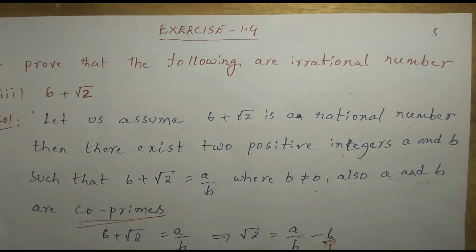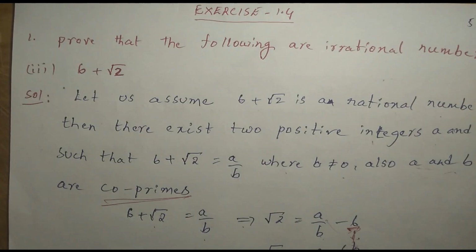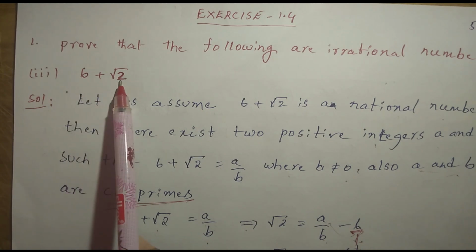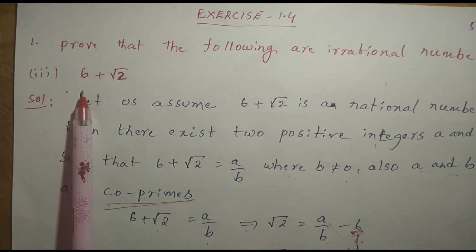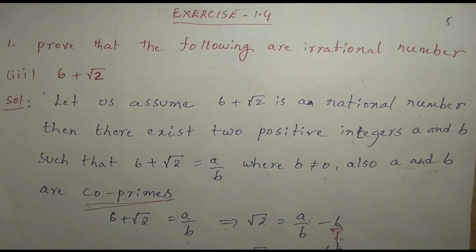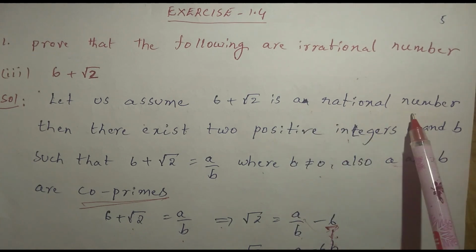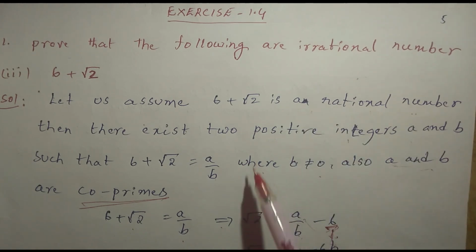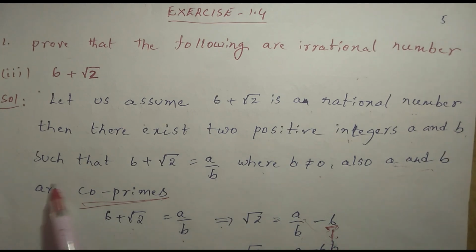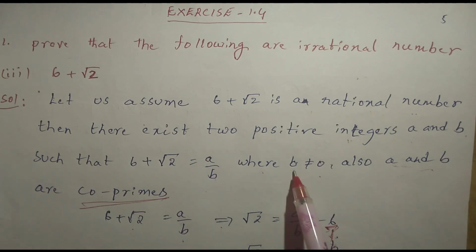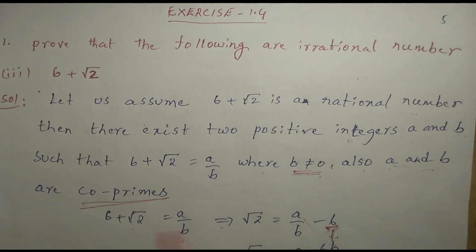Okay students? We can take the third problem from exercise 1.3. What is that problem? Prove that 6 plus √2 is an irrational number. Let us assume 6 plus √2 is a rational number. Then there exist two positive integers a and b such that 6 plus √2 equals a by b, where b is not equal to 0. Also a and b are co-primes.